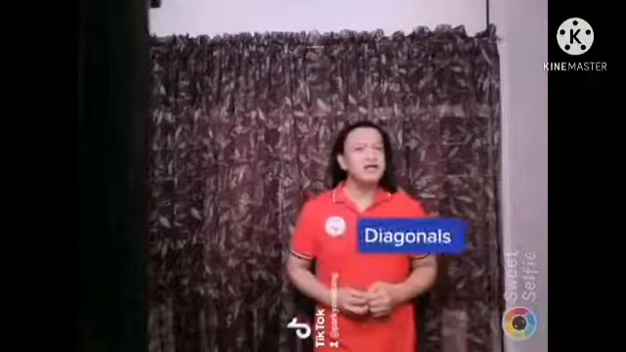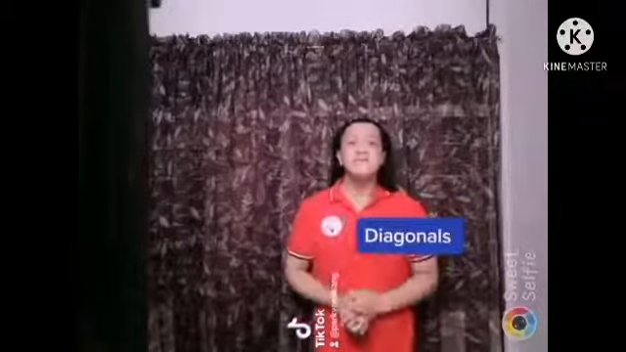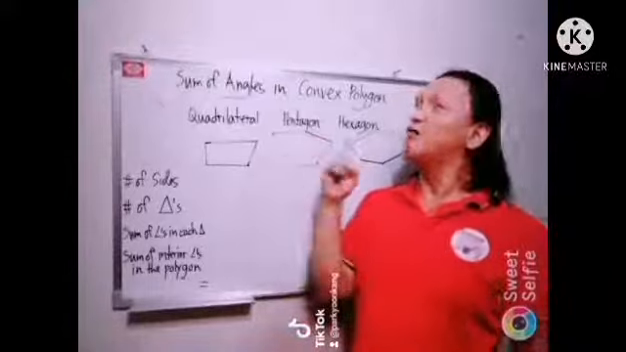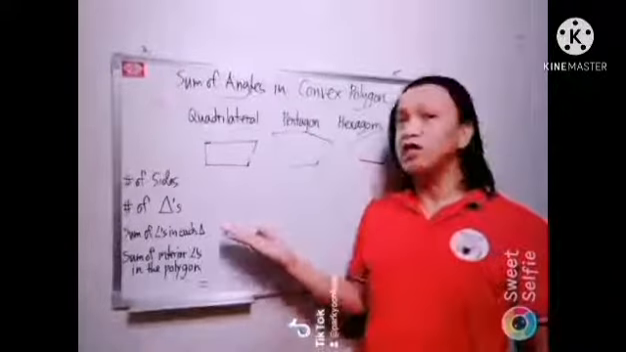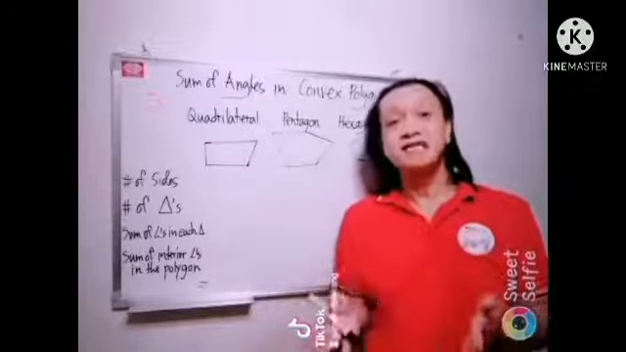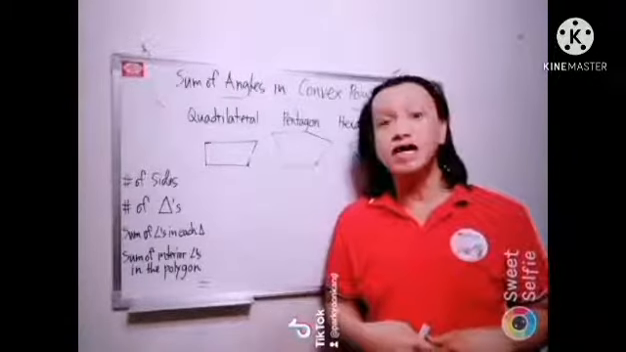Speaking of diagonals, what is a diagonal? A diagonal is simply a line segment connecting two non-consecutive vertices. So take note of that. Now we are going to make diagonals in the polygon. Are you ready? Okay, samahan niyo ako. Tara. Find out the angle sum of a convex polygon given the quadrilateral, pentagon, and hexagon, by simply splitting them into triangles.